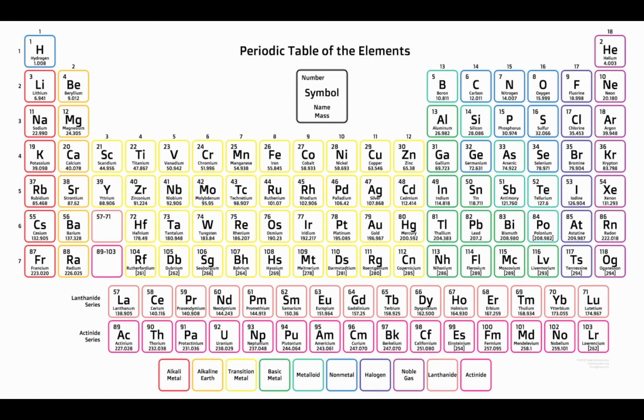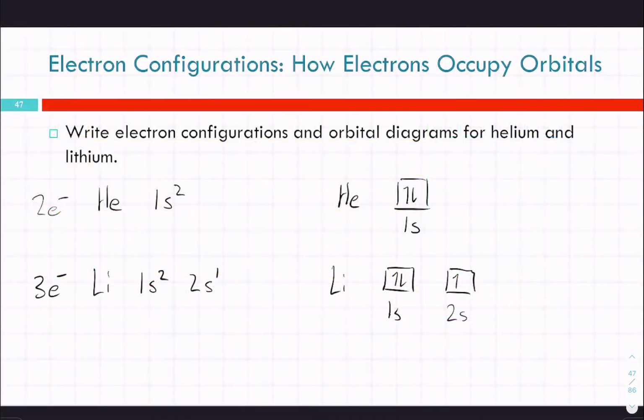So if we go back to this guy, we can see we have 2 electrons. And so we start with the lowest energy orbital, 1, and then the first orbital in that energy level is s, and we put both of those electrons in there. In an orbital diagram, we then write that half up, half down arrow, and we say that this box is 1s.